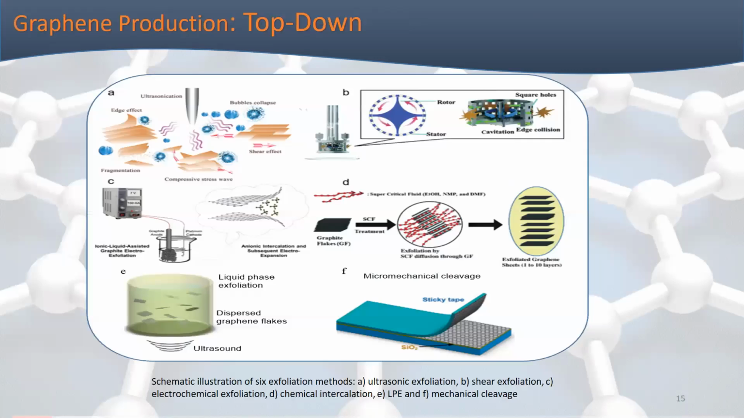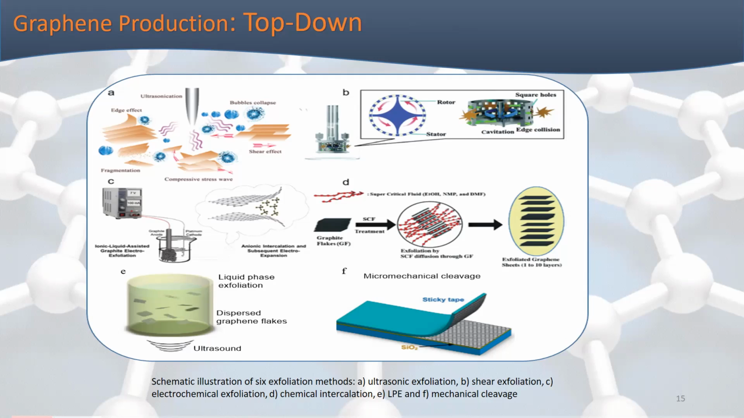Moving to the second approach, this is top-down, which is divided into two categories: dry exfoliation, which involves micromechanical cleavage using an adhesive tape, and liquid phase exfoliation, LPE, which depends on the exfoliation of natural graphite into 2D graphene sheets. This can be achieved under a variety of environments and can give limited film sizes, but may be advantageous in terms of cost.